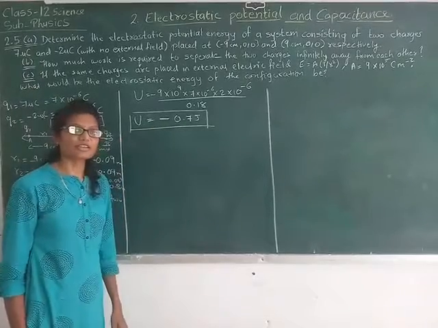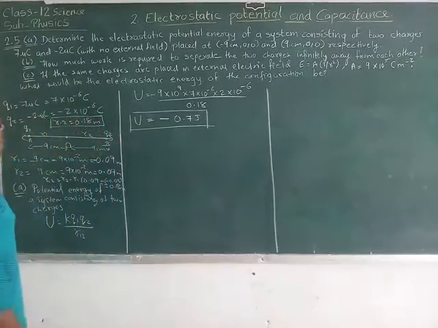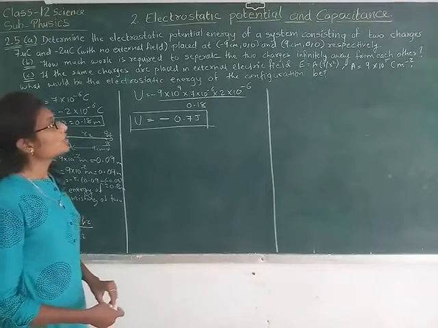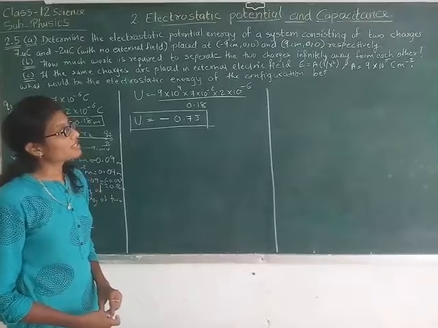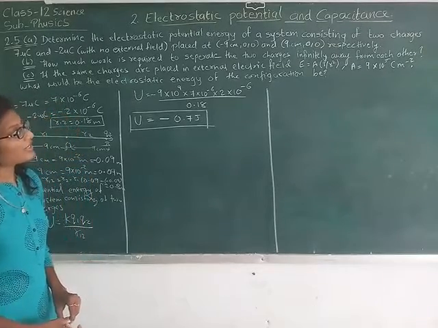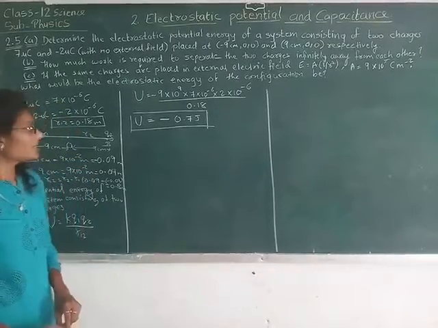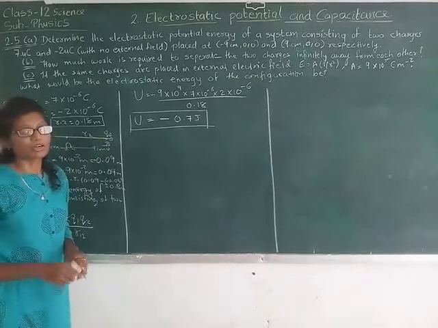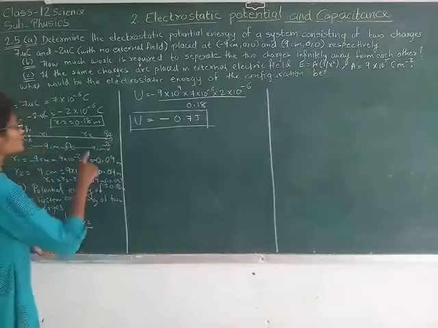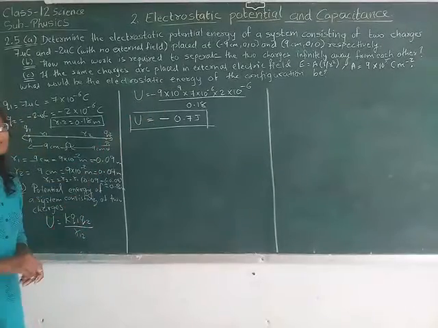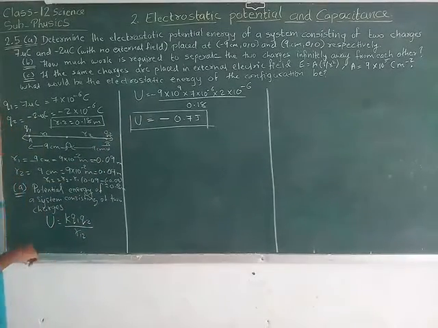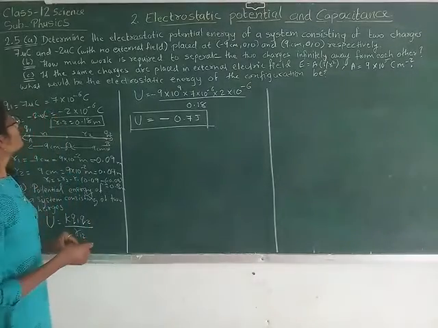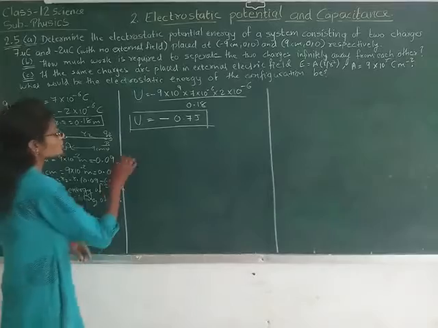So the electrostatic potential energy of the two charges, when no external field is there, is minus 0.7 joule. Now the second part: how much work is required to separate the two charges infinitely away from each other, right? That means here already we are having two charges. What we need to do? We need to take one of the charges to infinite distance, and for that we need to find the work done, right?